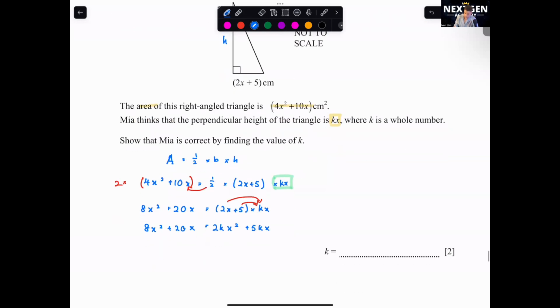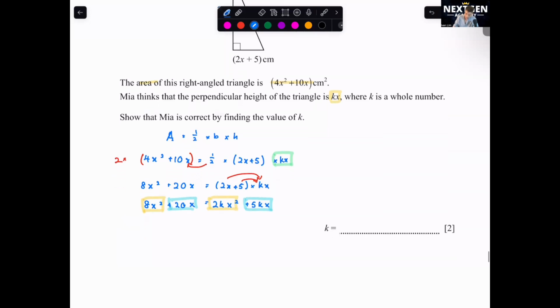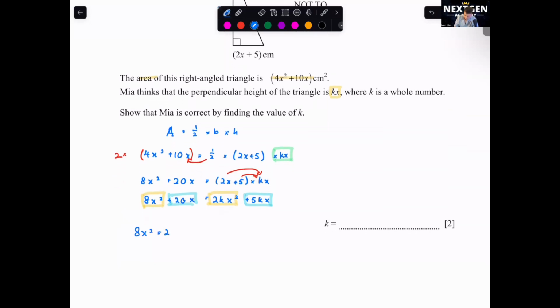When you have this type of equation, we want to compare both left hand side and right hand side. That means this will be equal to this, because both of them have x squared. Then this will be equal to this. So if we compare the x squared terms, 8x squared is equal to 2kx squared. We divide both sides by x squared. K is equal to 8 over 2, which is equal to 4.